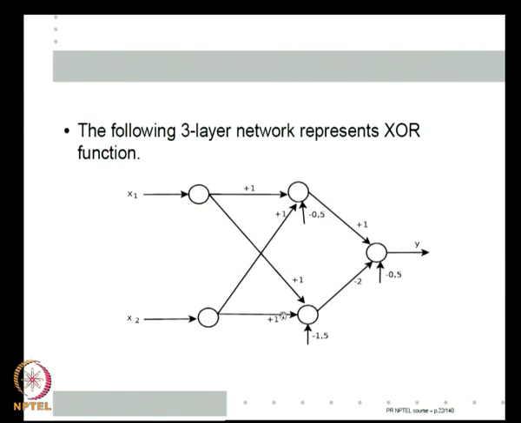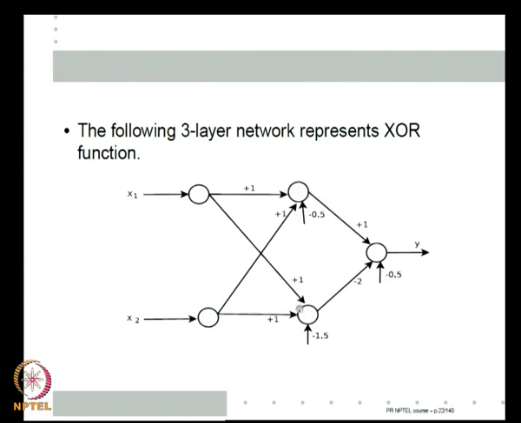On this side, because I increased the bias, if both of them are 0, the net input is minus 1.5, so the output is very close to 0. If only one of them is 1, then net input is still minus 0.5, so it is still close to 0. Only if both of them are 1, then net input will be plus 0.5, so it will be close to 1. So, this node's output will be 1 only when both are 1. This is essentially indicating whether both are 1. This is indicating whether at least one of them is 1.